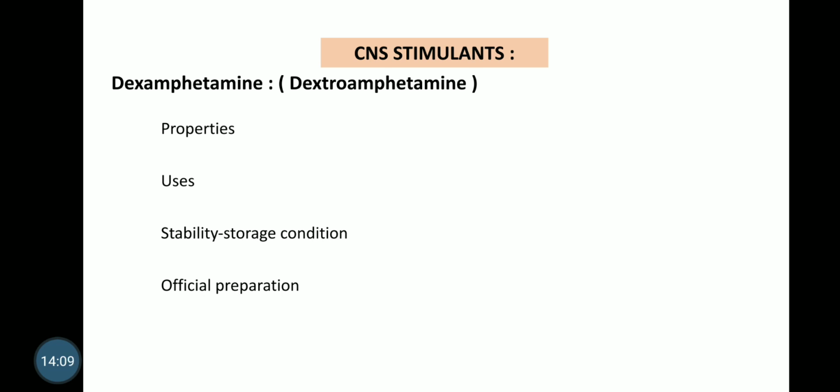Here we complete your chapter, that is CNS stimulants. Here we complete the main topic, that is drugs acting on CNS. In this chapter, two drugs are very important, that is structure of caffeine and structure of Nicethamide or Coramine.